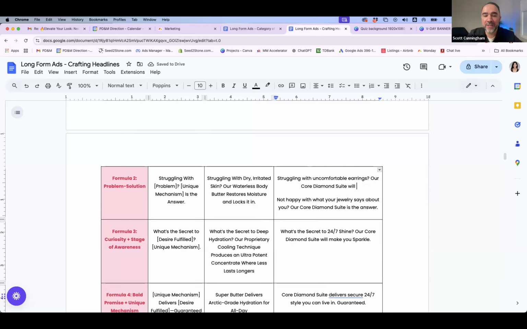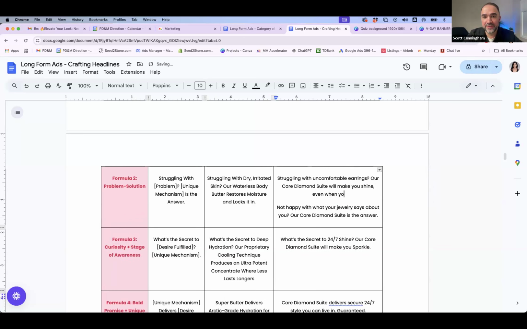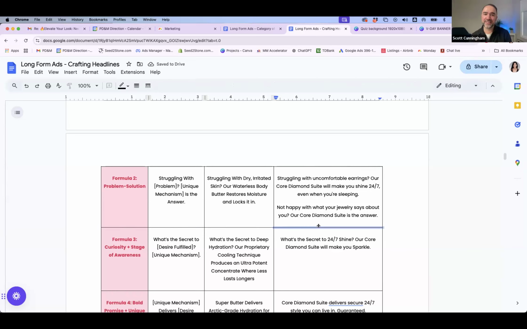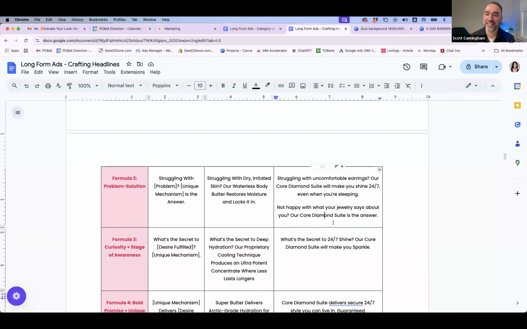Struggling with uncomfortable earrings, what does it do? It'll make you shine 24/7, even when you're sleeping. Cute. This is also really interesting because it's like, what the heck? Sparkle when I'm sleeping, core diamond suite, what's going on here? It's building. You're going to see when we start talking about the category of headlines in the next session.